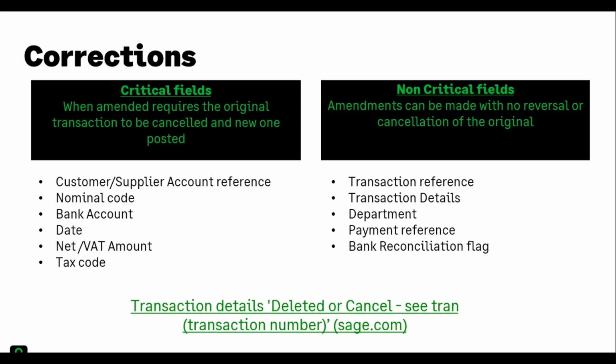The critical fields on the left: customer/supplier account reference, nominal code, bank account, date, etc. And then on the right, non-critical fields: your transaction reference, transaction details, things that don't affect anything other than the transaction itself. Tends to be the rule. Everything on the left can affect other nominal codes or accounts. Everything on the right just affects the transaction and how it looks, majoritively, I will say on that one.